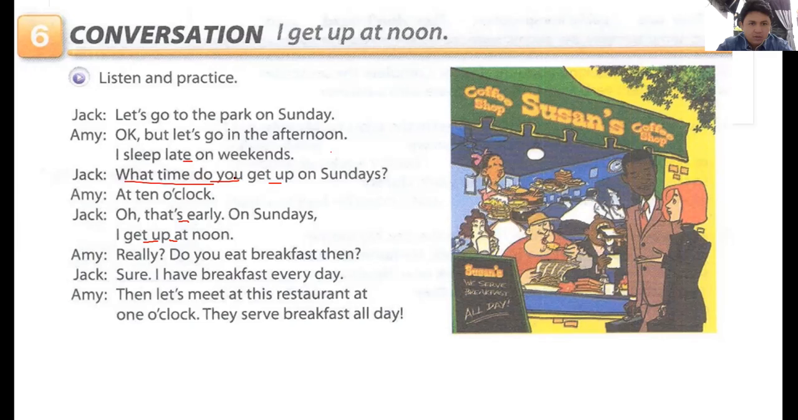De aquí para adelante puede cambiar el sujeto o el verbo. Yo le puedo decir, what time do you eat lunch? ¿A qué horas almuerza? What time do you start working? Entonces, aquí me va a decir, that's early. Eso es temprano, right? That's early.